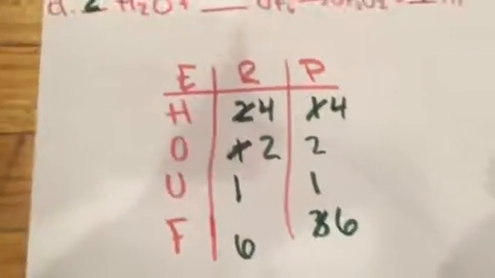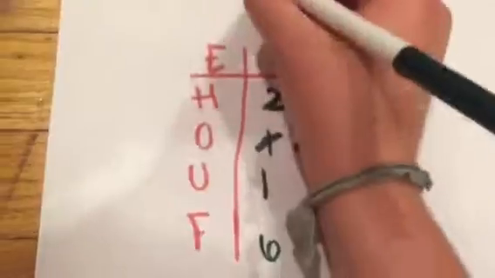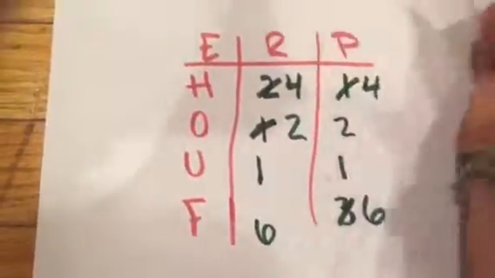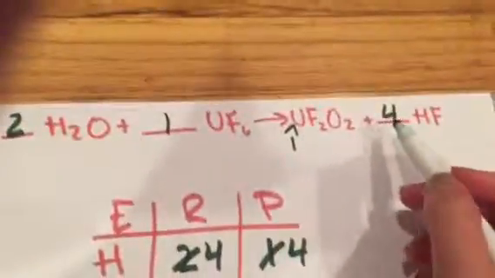And now we have a fully balanced equation. It goes 2, 1, and then a 1 would go right here. And then we have a 4 right here. So 2, 1, 1, 4.